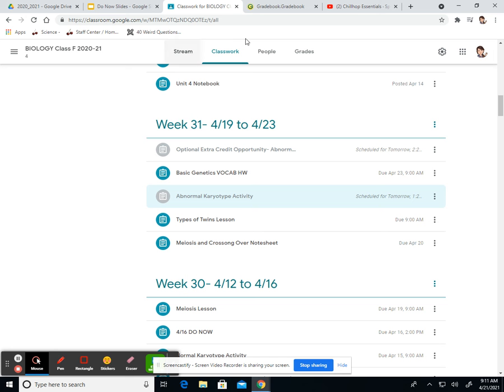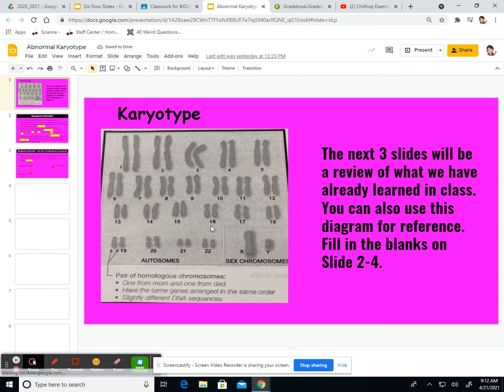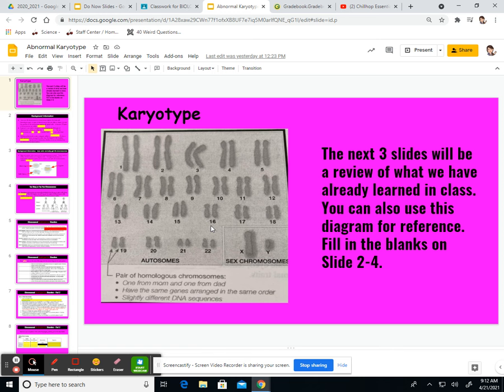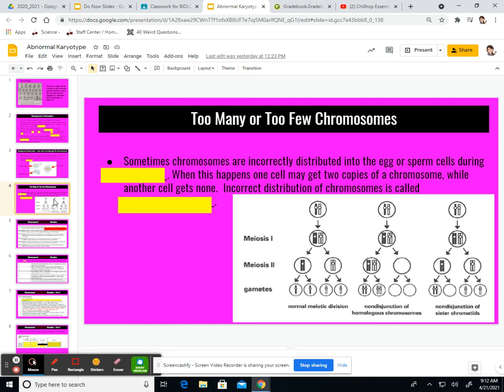Okay, so when you head over to the classwork tab, you will see the abnormal karyotype activity that I posted. This is what you have to do today. This is a major assessment. Complete the abnormal karyotype activity linked below. Be sure to read the directions on slides 1, 5, and 7. If you open up the slides, slide 1 has a picture of a karyotype and some instructions on using this picture. Also use what we have learned in previous lessons to answer the questions on slide 2, slide 3, and slide 4. So you're just filling in the blanks there.